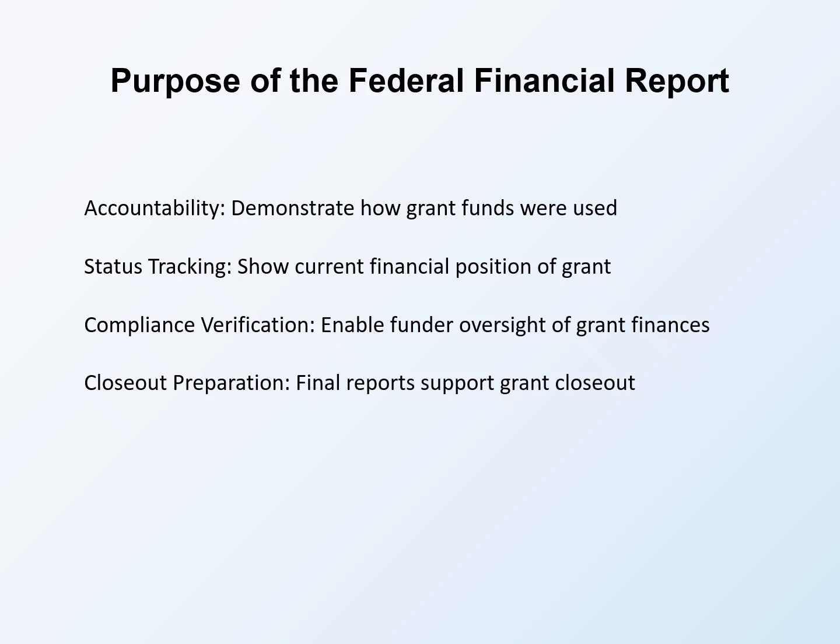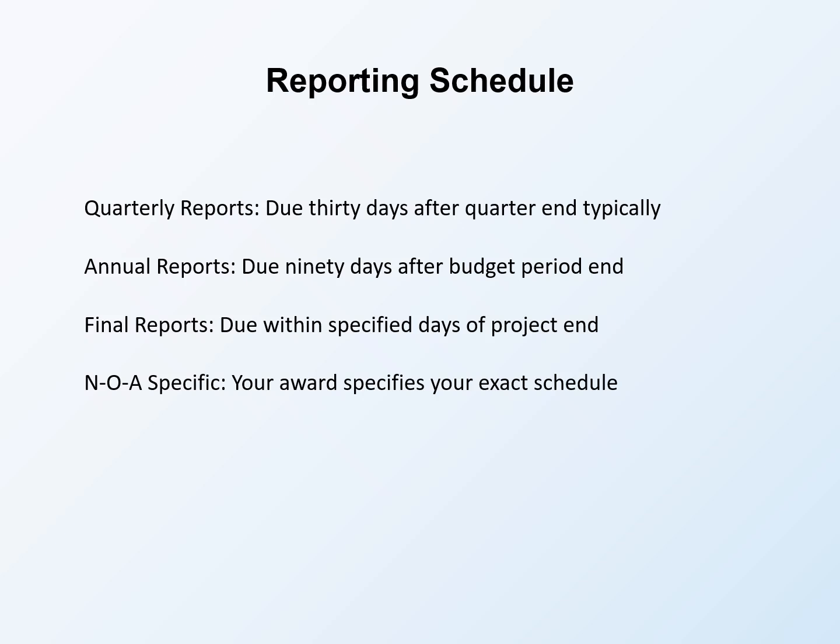Closeout preparation uses final reports to support grant closeout. The final FFR documents total expenditures and reconciles to the total award amount. This report is essential for closing out the grant officially and determining any final adjustments. The reporting schedule determines when federal financial reports are due. Meeting deadlines is essential for compliance.